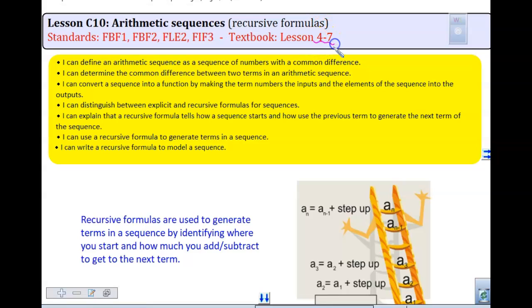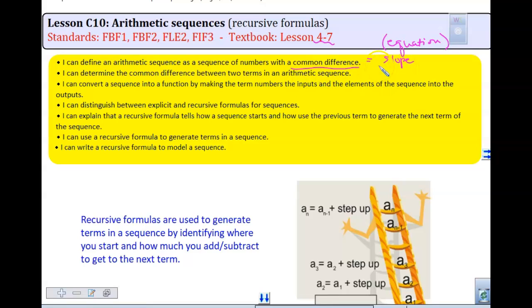This is section 4.7 in your textbook. So you need to be able to define, knowing that there's going to be a common difference. The common difference, when we did our first part, linear, that was our slope. Okay, so when we were doing our equations, that was our slope, our rate of change, right? So in equations, we had a slope. In sequences, we call it a common difference. That common difference between two terms, that's how you find the slope.